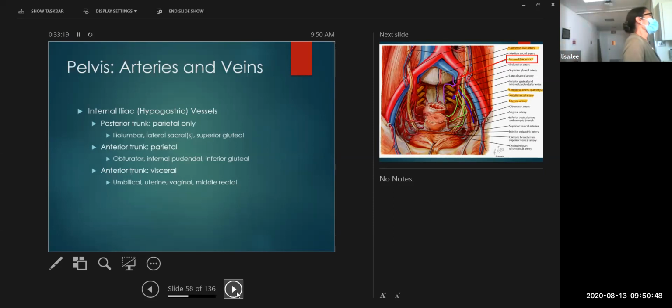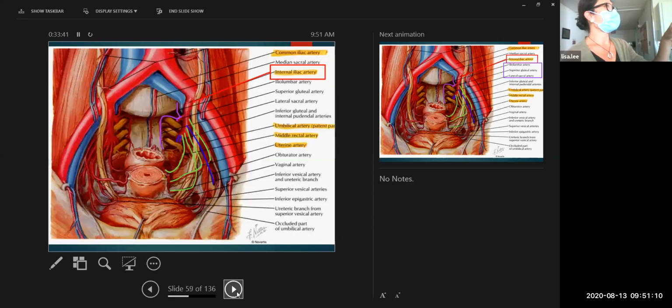And then it's your anterior trunk, the visceral, which is the one that has all those vessels that feed the pelvic organs. The umbilical, well, it doesn't really feed an organ. And then you've got your uterine artery, your vaginal arteries, and your middle rectal coming off that anterior trunk. Okay, so we'll go through these with all the lines. So here's your posterior. It's made up of your iliolumbar, your superior gluteal, and your lateral sacral arteries. That's the most proximal.